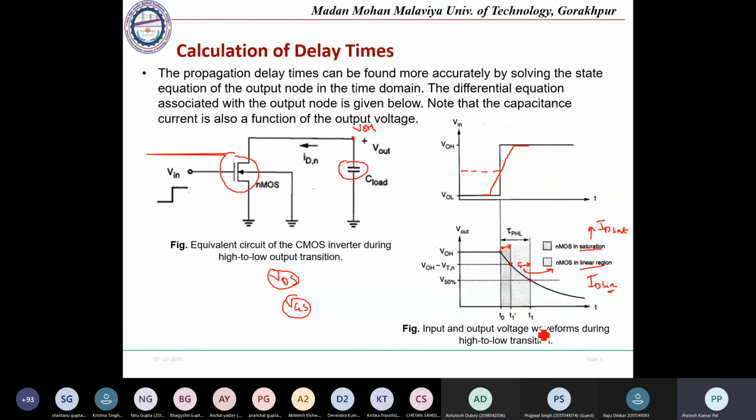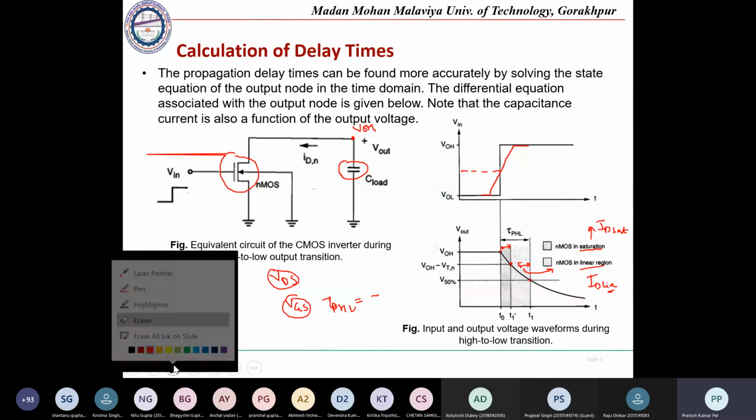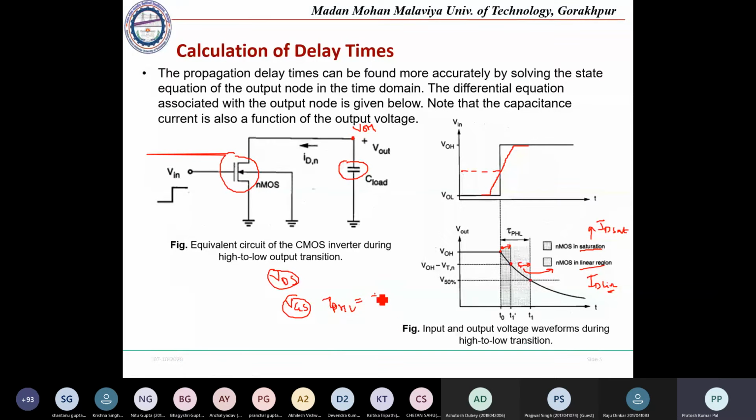Finally, tau p HL will be given by T1 minus T0. So T1 minus T0 will be considered as your tau p HL. Initially we will find the T0 and T1 difference, and then we will find the T1 dash and T1 difference.